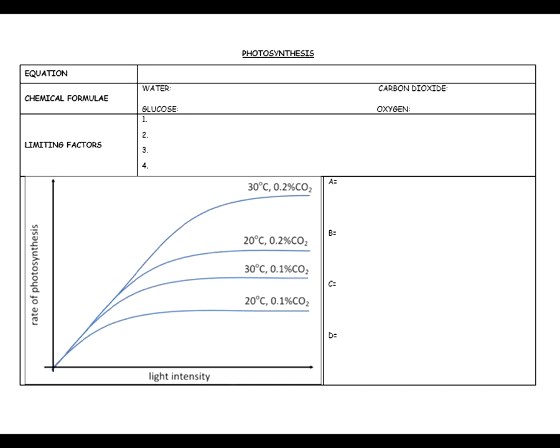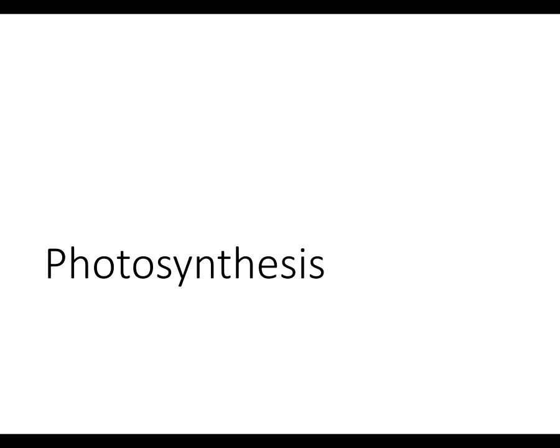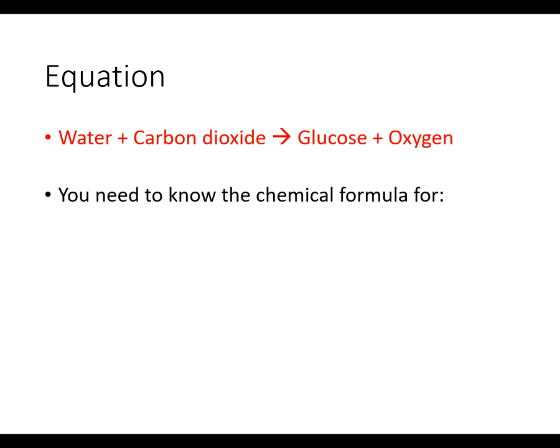So the first side we're going to look at is this side here, because we're going to be covering the key points for photosynthesis. You need to know the word equation for photosynthesis. So you need to know that water plus carbon dioxide is converted into glucose plus oxygen in the presence of light and chlorophyll.